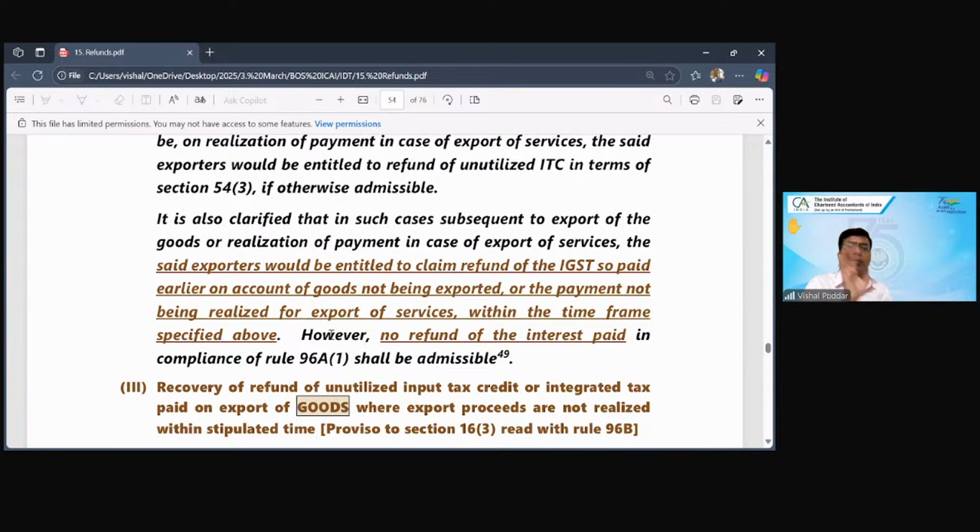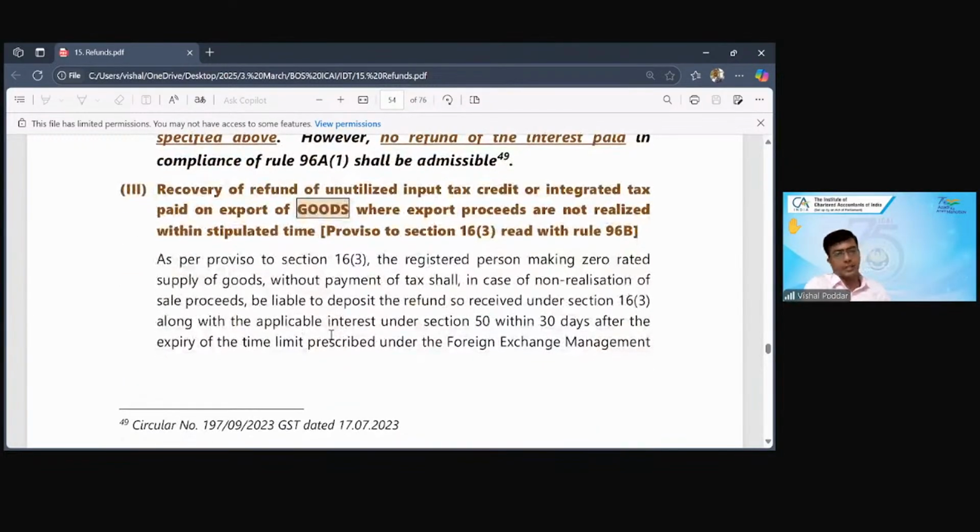They say I will refund you back the IGST portion which you had paid back. But I had taken this portion along with interest. I will not refund you back the interest. I will only refund you back the GST. That is what is clarified.